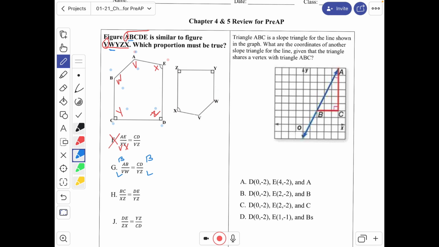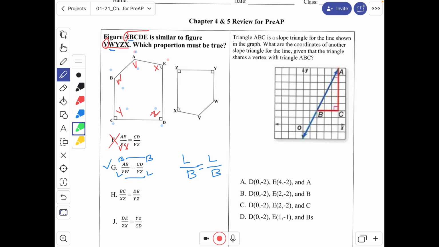So not only do the letters have to match each other, but big has to be on top on both sides, or little has to be on top, or vice versa. You have to have the sizes match up as well. So that one might be correct. Let's check the others. So the next one says BC. BC matches with XZ. That's not right. BC should go with WY. So that one's not right.